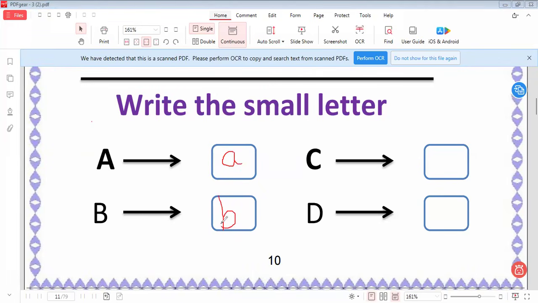Here is small b. Here is small d. And here is small c. Here is small c, small d, small b, and small a. Let's continue the rest of the exercise.